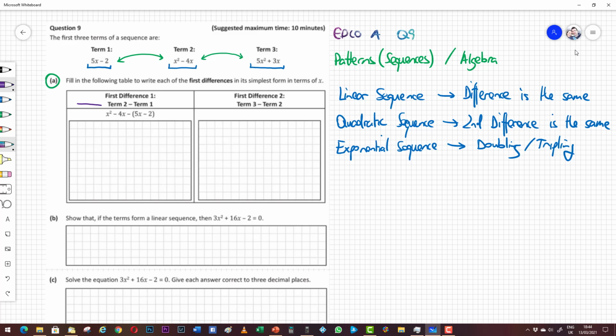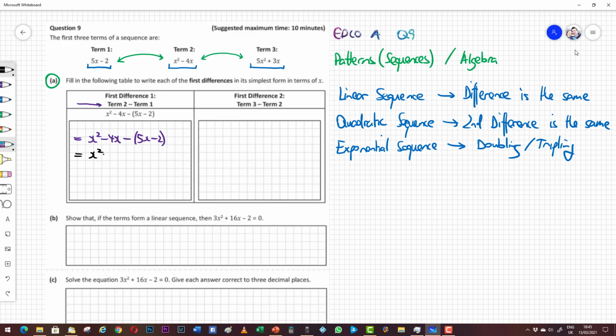You can see it here. And we have x squared minus 4x minus 5x minus 2. So let's just write that again. We have x squared minus 4x, so that's the second term, and from that we're going to subtract the first term, and that will give us the difference between the 2 terms. Now, the reason there's a bracket around the second term, 5x minus 2, is to make sure that we subtract both the 5x and the minus 2.